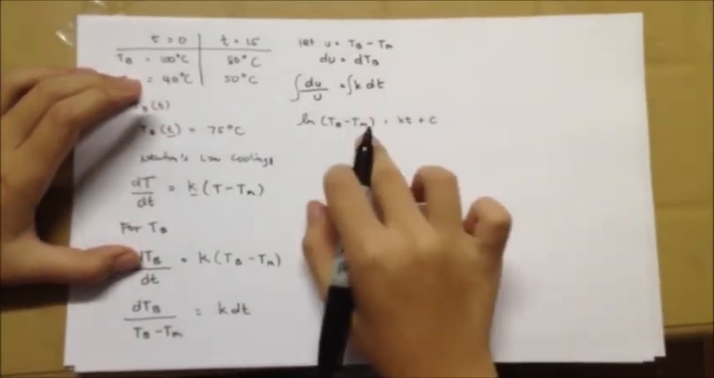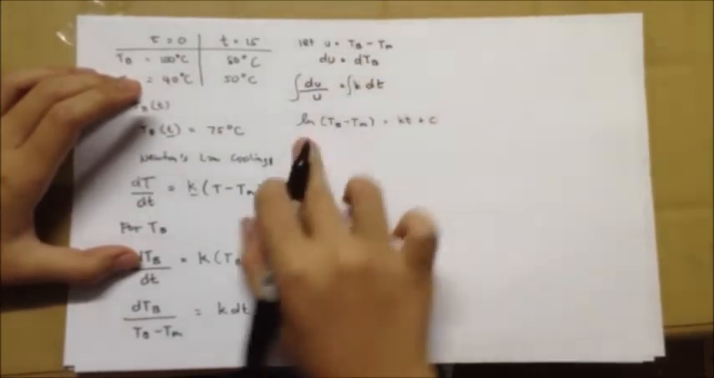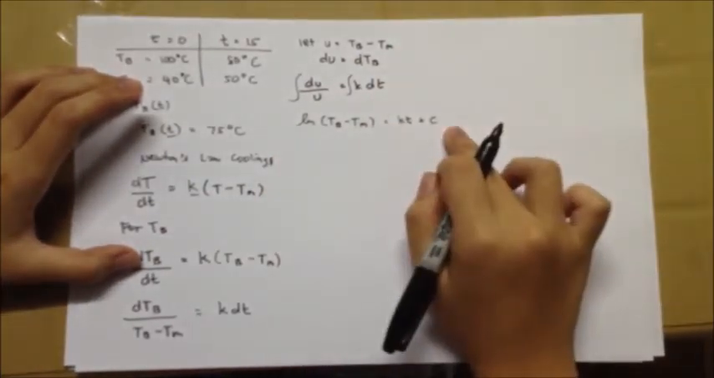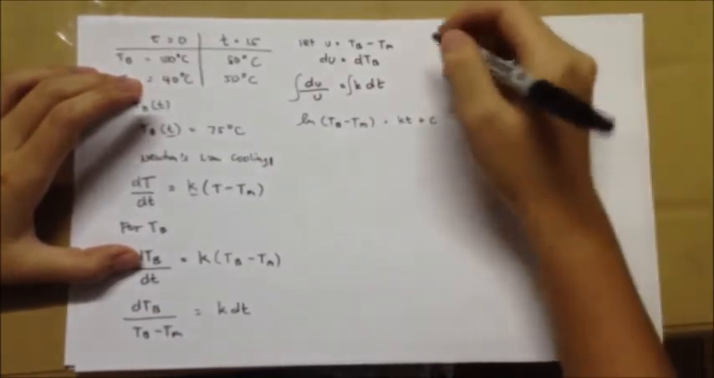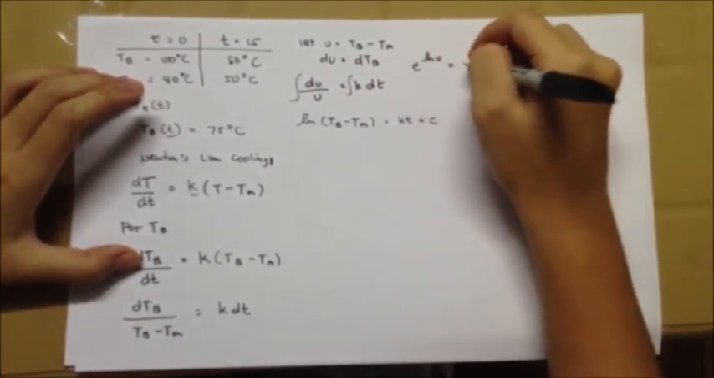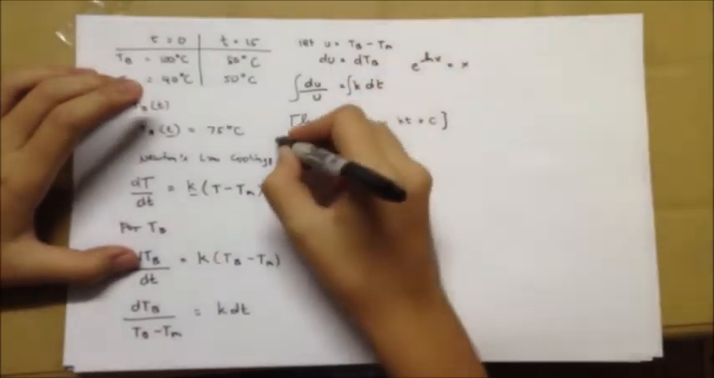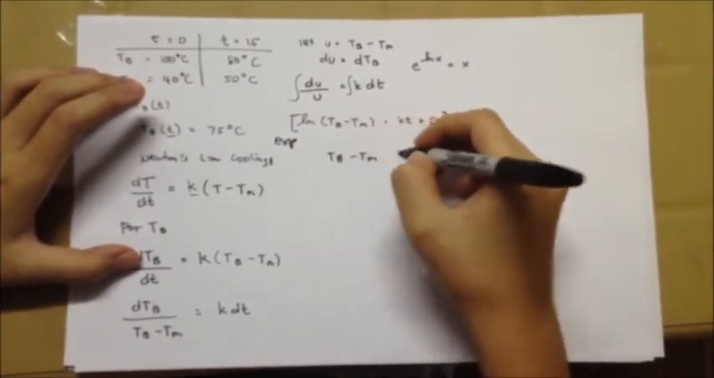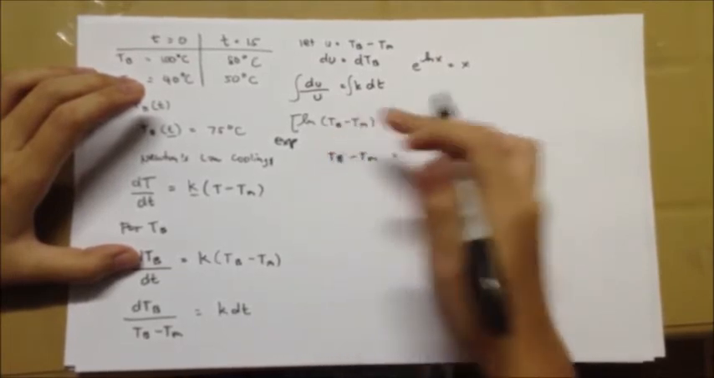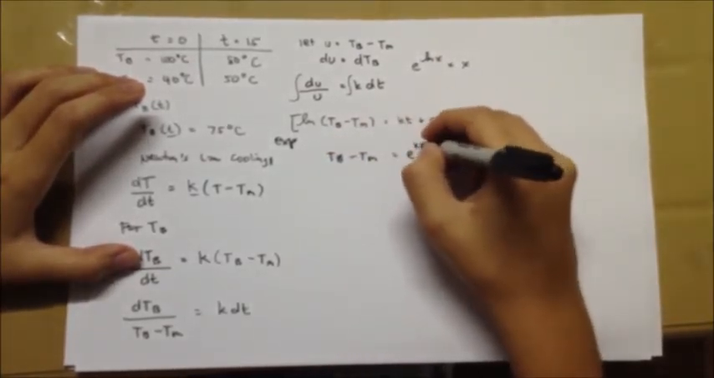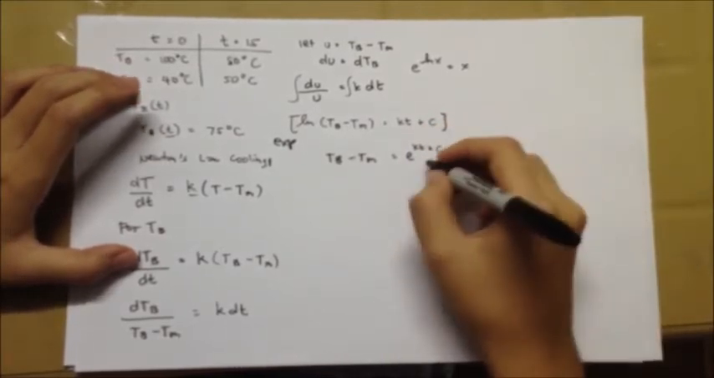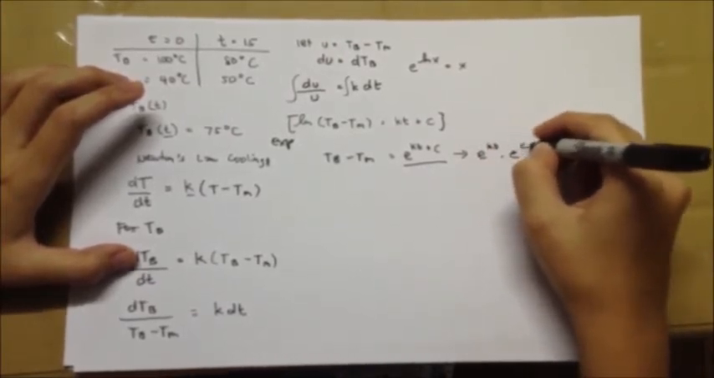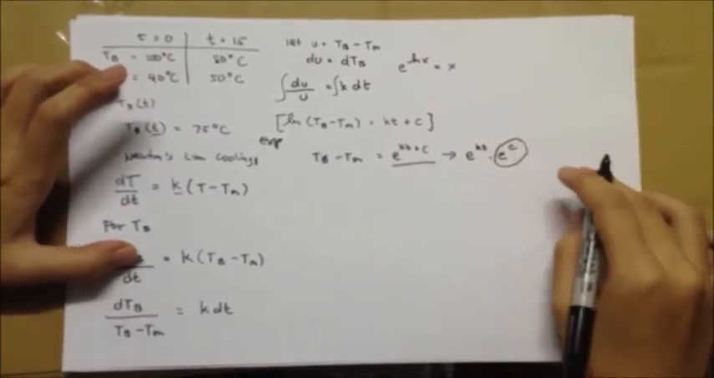Now, where did I get the natural log? The integral of 1 over u du is just equal to the natural log of u, where u is equal to Tb minus Tm. Now, in order to solve this in terms of Tb, we will use again the property that e raised to the natural log of x is just equal to x. So, raising both sides by e, I will have Tb minus Tm, since my x here is just Tb minus Tm, equal to e raised to kt plus c. Now, using the properties of the exponent, I can rewrite this as e raised to kt times e raised to c. But this one is just another constant.